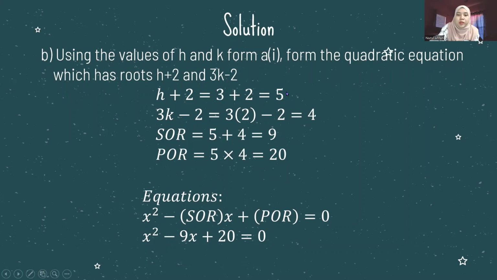So sum of the roots is 5 plus 4 equal to 9 and product of roots is 5 times 4 equal to 20. So the equation can be formed by using this formula, which is x squared minus sum of roots x plus product of roots equal to 0. So the equation is x squared minus 9x plus 20 equal to 0.